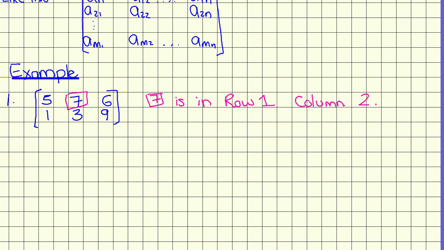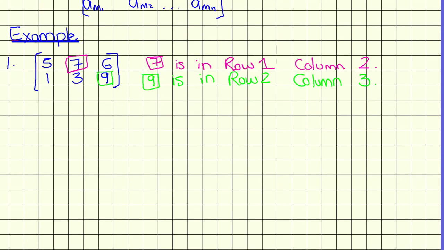Likewise, if I take this number 9, that's now your second row, but it's your third column. So we say this is in row 2, column 3. That's just a bit of background information about different rows and columns and how a matrix is set up. Now this matrix has got a certain order, and this part's important.